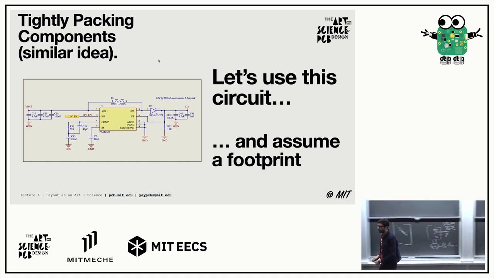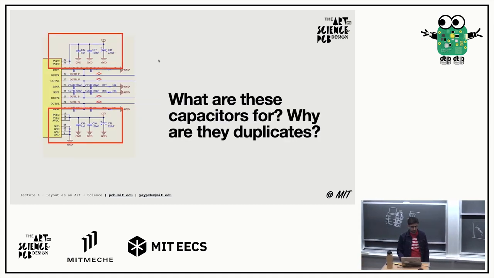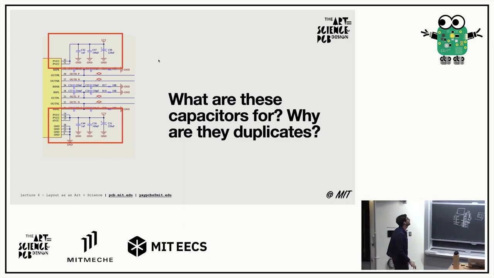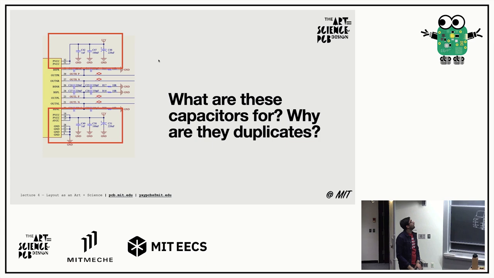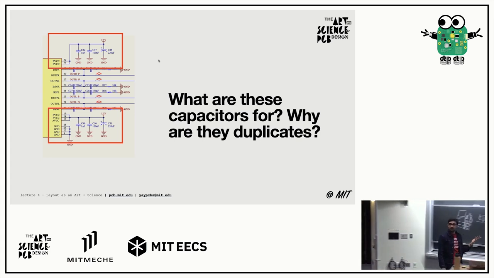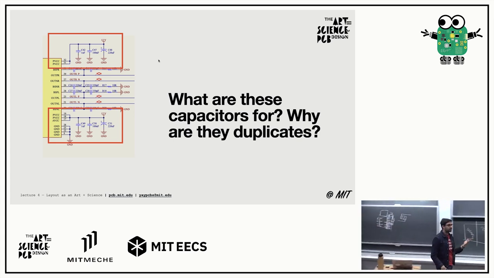Okay. So many people ask this in lab, and I want to take a few minutes to explain it because it is a fairly important concept when you're getting to layout. What are these capacitors? Why are there 500 capacitors connected to every chip on the board? What are they doing?